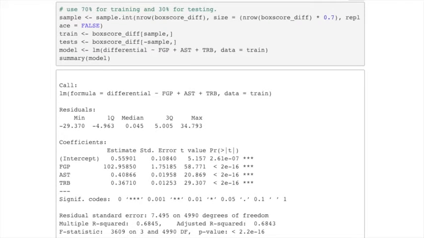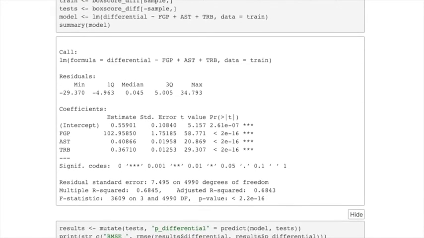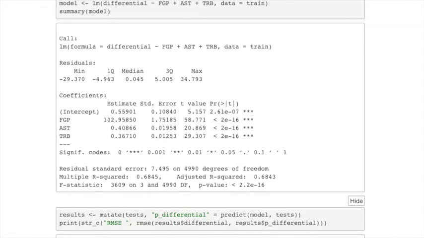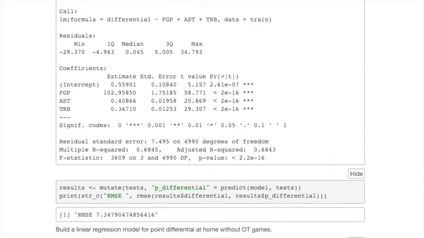And so I also built another model for predicting point differential. And once again, I did a 70-30 split for training and testing. And I did a multiple linear regression model, this time for differential. All my variables had a p-value below 0.05, so I kept all of them. And I calculated the root mean squared error of 7.35 and a multiple R squared of 0.6845. So slightly better than the linear regression I did for calculating just the total points scored at home.